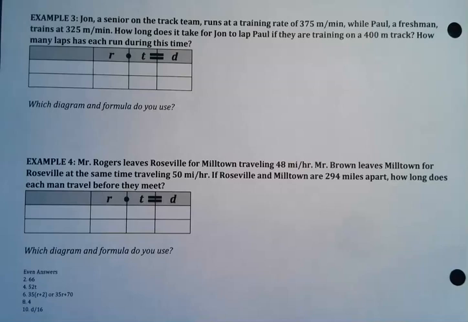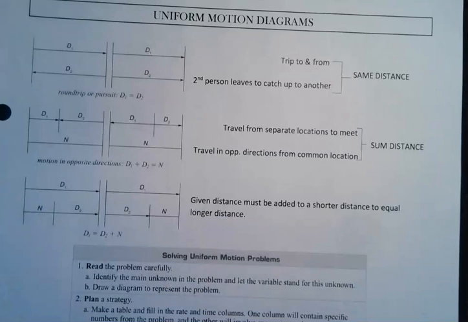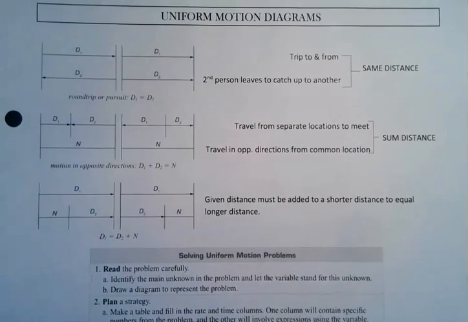Okay, so they're leaving, right? They're training for track. They're leaving the same place at the same time. We're running around the track, and we're just seeing how long it takes for the faster guy, the senior, to lap the freshman. So these are motion problems. Does that make sense why they're called motion? Okay, perfect. Then let's go back and look at the motion diagrams.